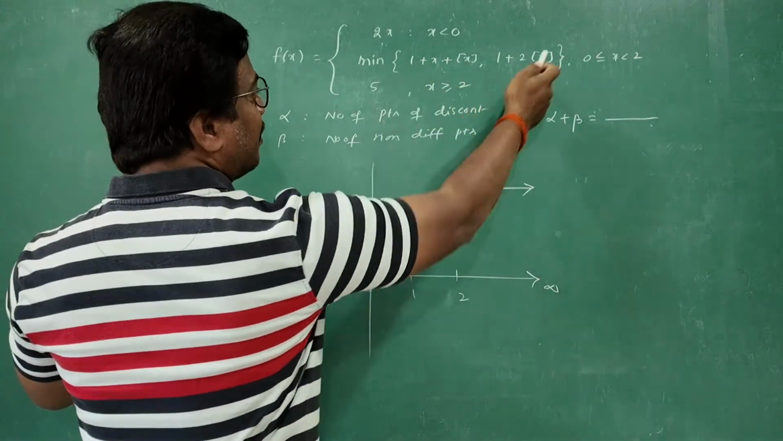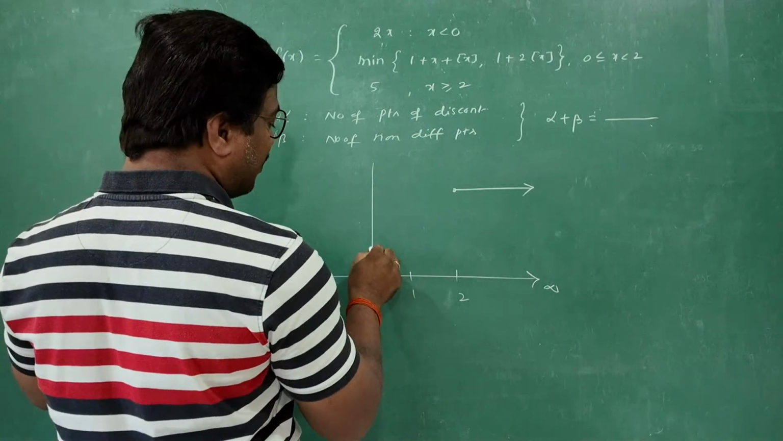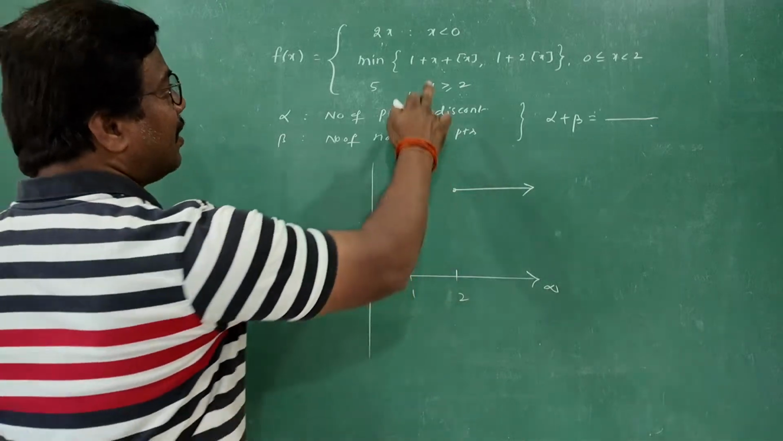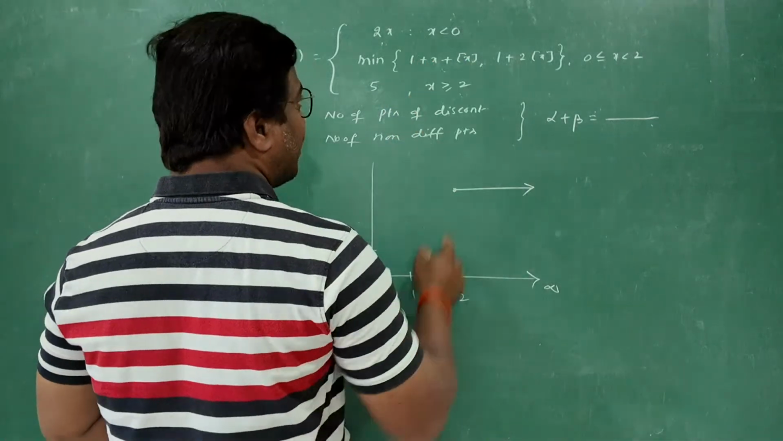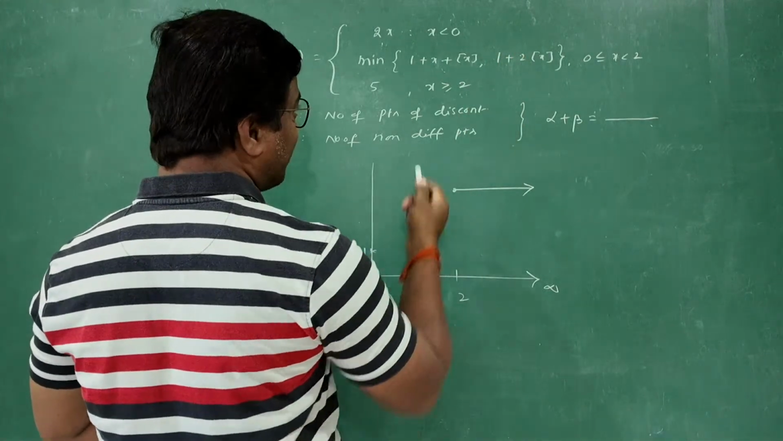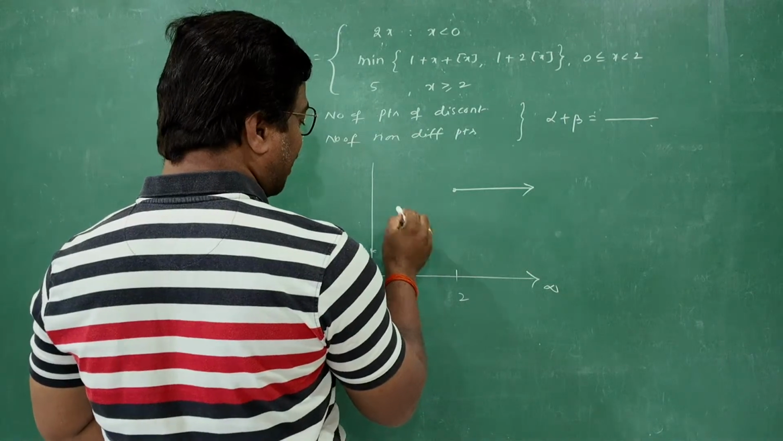0, 0, 1. Next it is 0, only 1. So minimum value also 1. Next, in case I write 1, 1, 1, 1, that is 3. And here 1 plus 2 becomes 3. Minimum of these two, again 3. 1, 2, 3. So here.